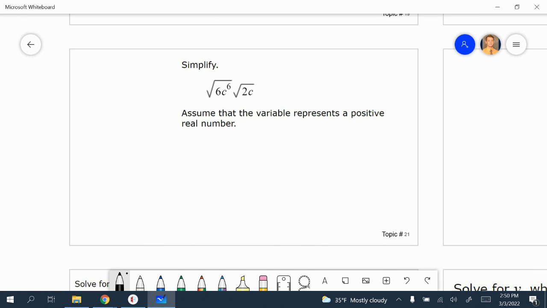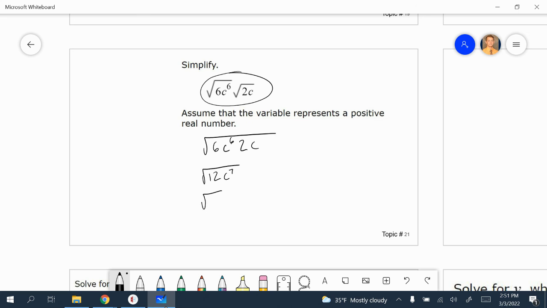Topic number 21. All right, so what can we do here? Let's see. We're multiplying these two radicals together. So basically what we could do is this. We can combine both of those things under the same radical. And that's a good call. Now we can go 12c to the 7th. And then we're just going to simplify this like we did in our previous questions.